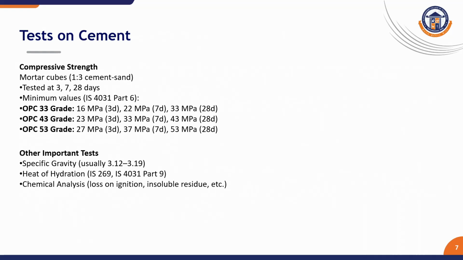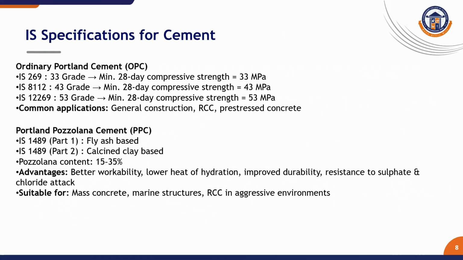Now in India, we follow IS specifications for cement. For OPC, we have IS 269 for 33 grade, IS 8112 for 43 grade, and IS 12269 for 53 grade. For PPC, it is IS 1489, and for PSC it is IS 455. There are also codes for special cements like rapid hardening, low heat, and sulfate resistant cement. These codes ensure standardization and quality in construction.